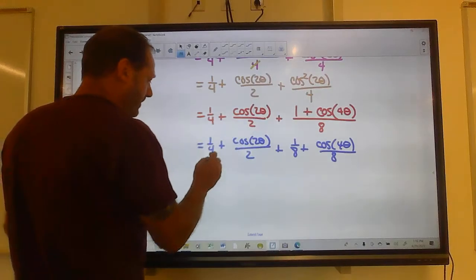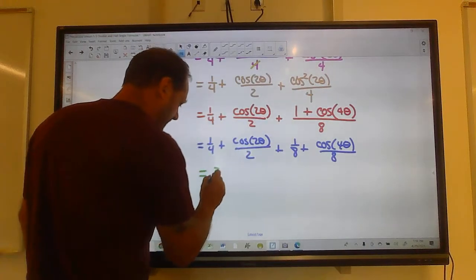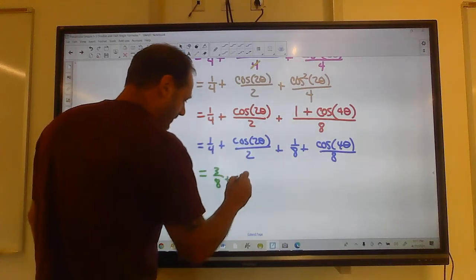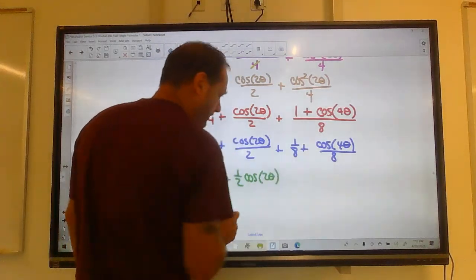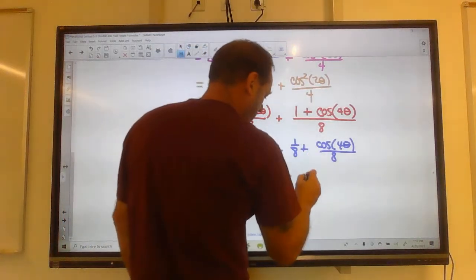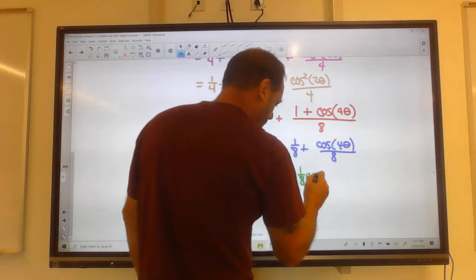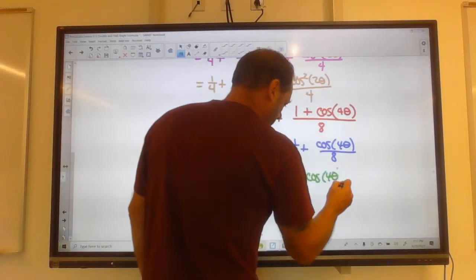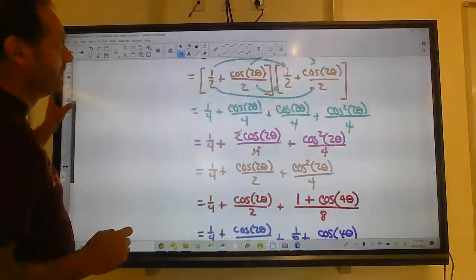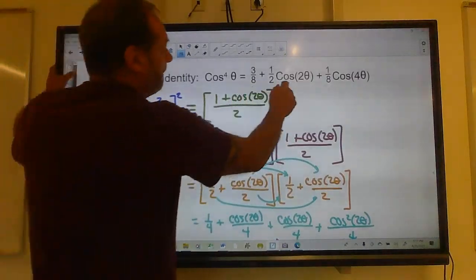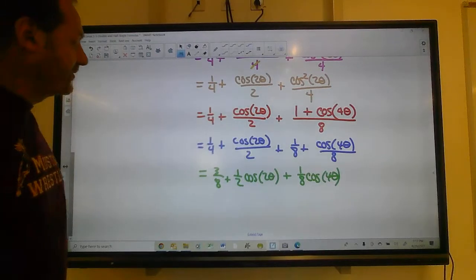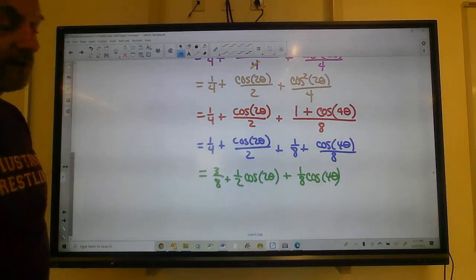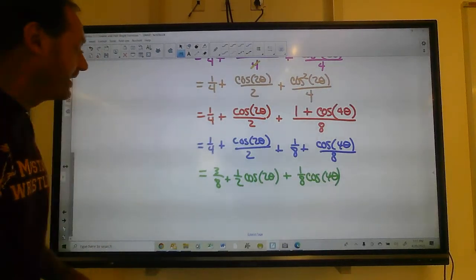And now I can combine my 1/4 and 1/8, that's 3/8. I can write this as 1/2 cosine 2 theta. And this is 1/8 cosine 4 theta. And that's what we wanted right there. So there was a lot of algebra in there. We had to use our power reducing formulas twice, but we got her done.